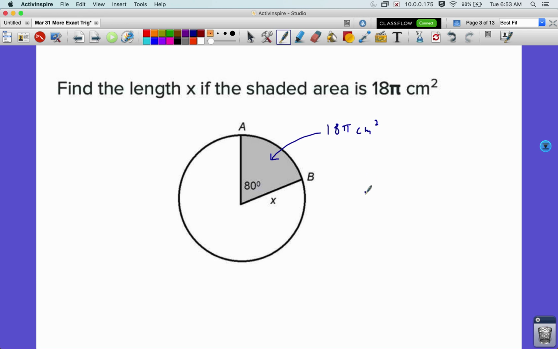So how we're going to do that is by working backwards through our sector area formula. The sector area formula says take your angle theta divided by 360 and then multiply that, because that's the fraction of the circle that's shaded, by the area of the whole circle, which is pi r squared. This gives us the sector area. Now let's fill in what we know. We know that theta is 80 degrees.